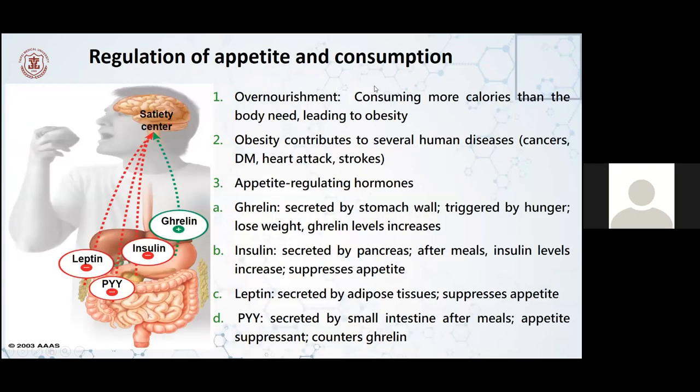So the regulation of appetite and consumption: when we need to eat, are you really hungry, or is it already enough for you? So how to control this? In the hypothalamus, in the brain, there is a center called the satiety center.